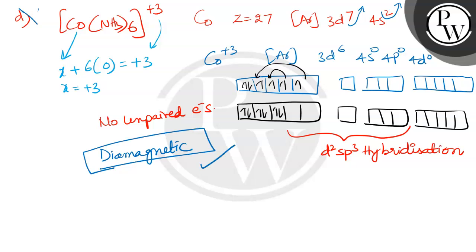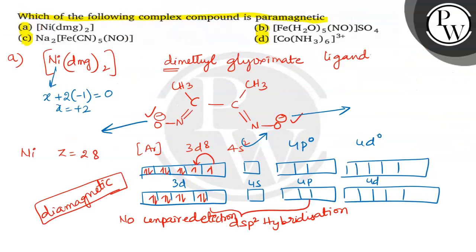So this option is also wrong, because we have to identify which is paramagnetic in nature. So options C and D are diamagnetic and option B is paramagnetic. Okay. So option B is the correct answer for this question. Option A is wrong, option C is wrong and option D is also wrong. Option B is the correct answer for this question. Hope you understood. Good luck.